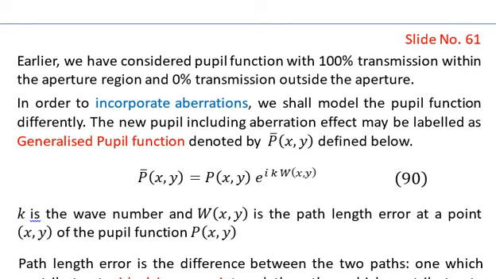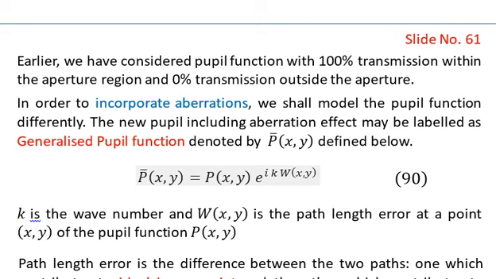Earlier we considered pupil functions with 100% transmission within the aperture region and zero transmission outside the aperture. In order to incorporate aberrations, we shall model the pupil function differently. The new pupil including the aberration effect may be labeled as a generalized pupil function, denoted as P bar as a function of xy, defined below. P bar of xy is equal to P of xy multiplied by e to the power iota k W of xy.